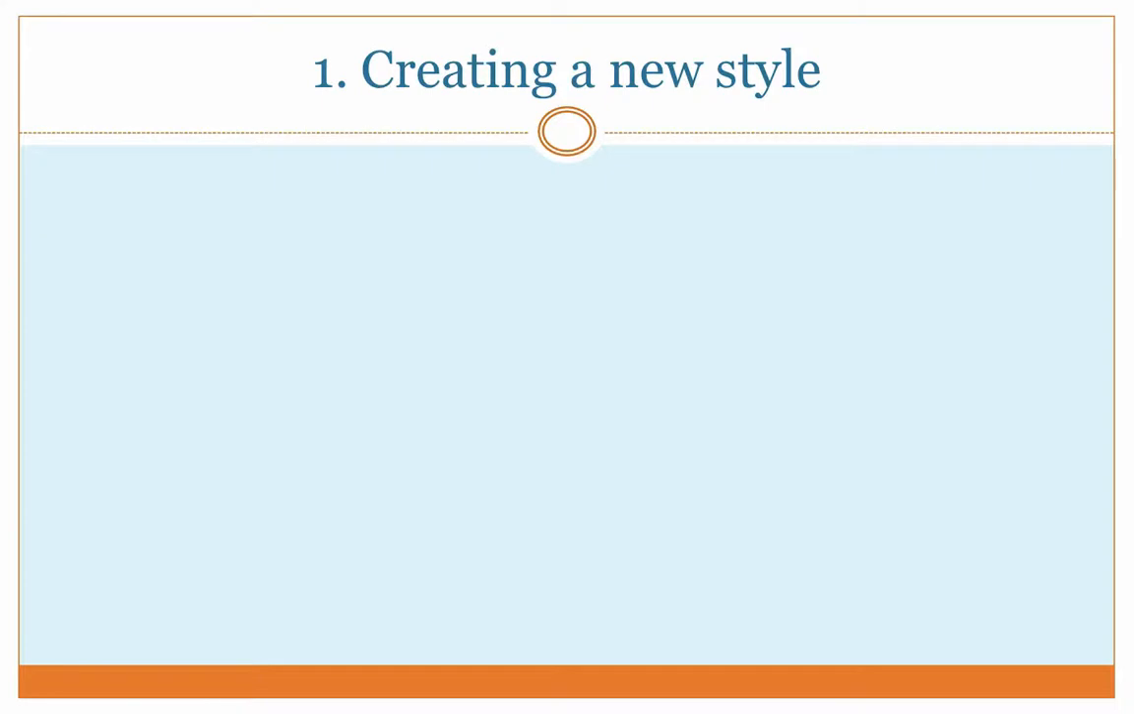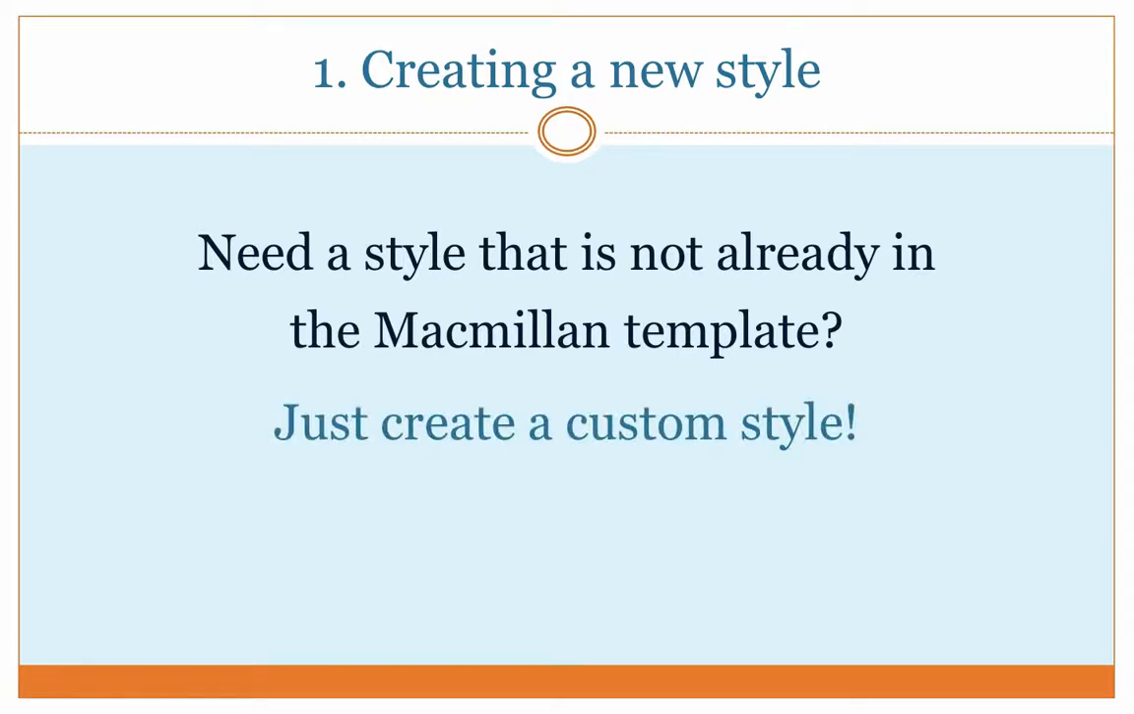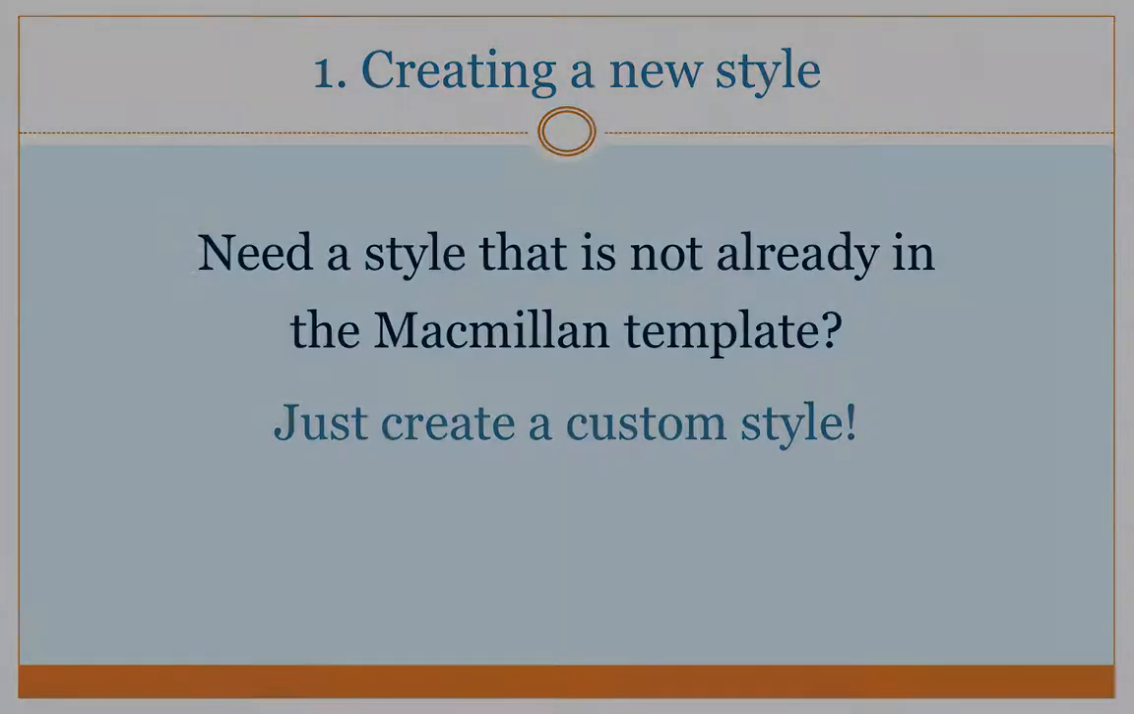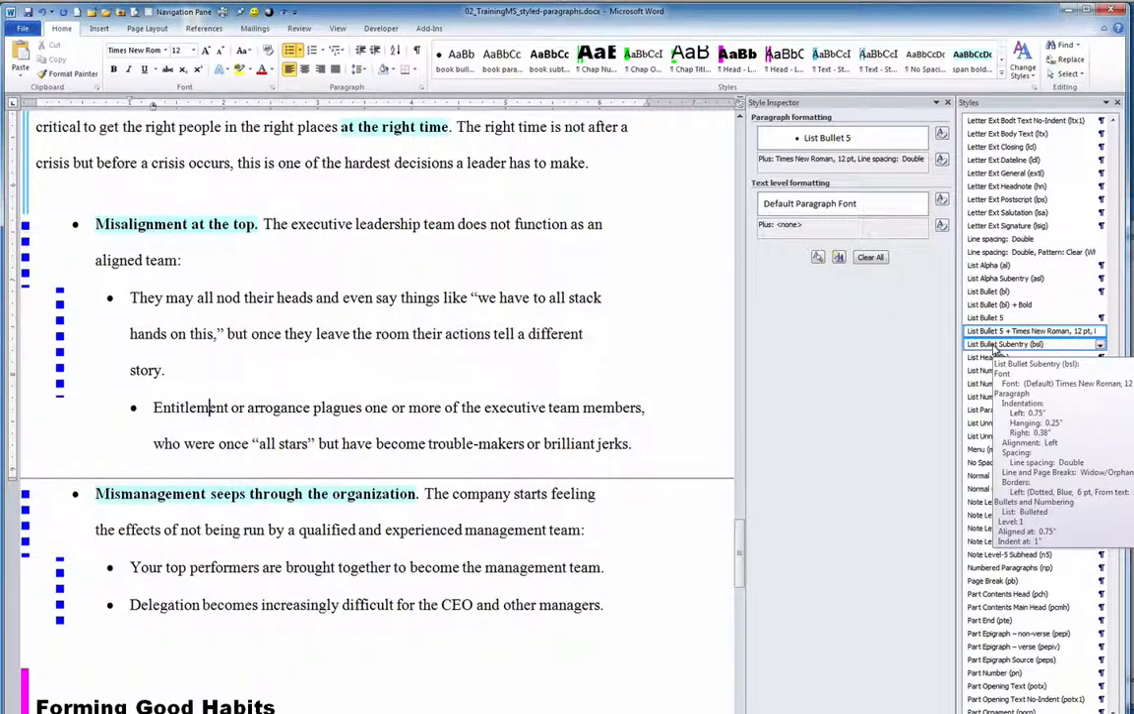Sometimes when you're styling a manuscript, you'll come across a design element that we don't have a style for in the template. Luckily, it's easy to create custom styles when you need them. For example, here we have a bulleted list with 3 levels, but the standard Macmillan style set only has 2. To create a custom style here, first we need to define the closest existing Macmillan style. Here, it's List Bullet Subentry BSL.